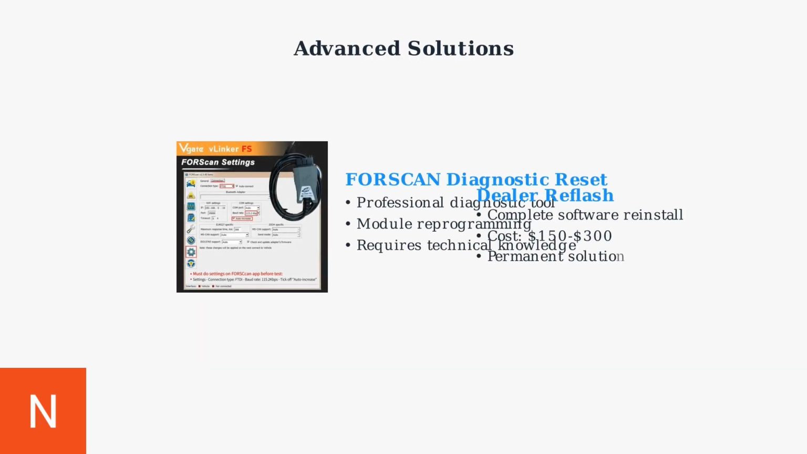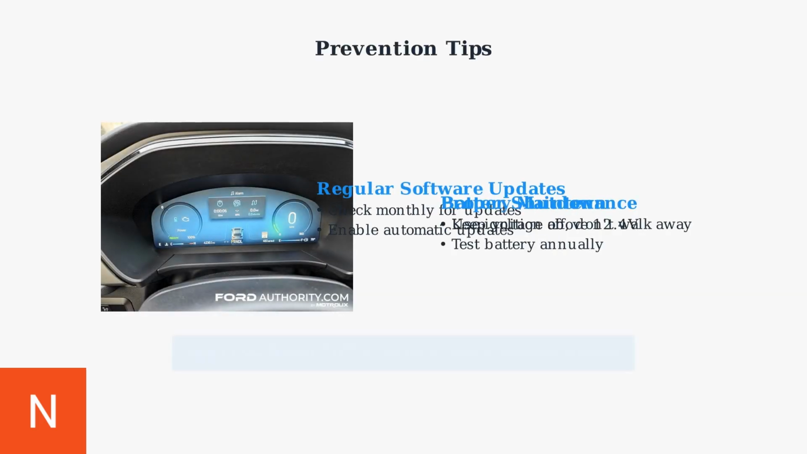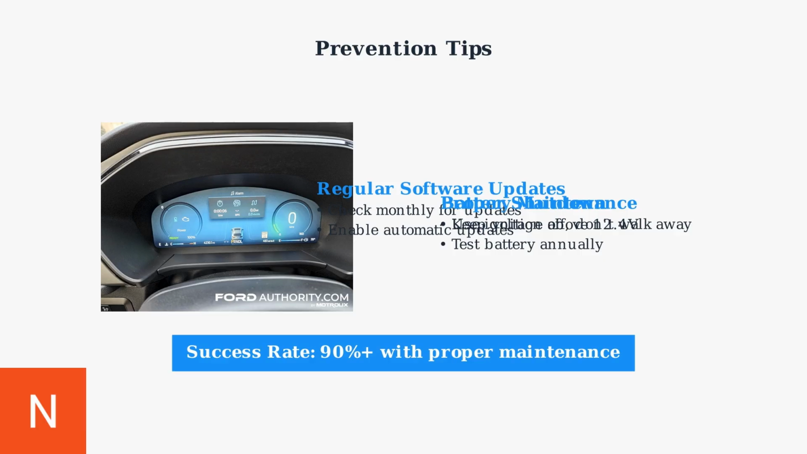If basic resets fail, advanced solutions include ForScan diagnostic tools or dealer reflashing. These require technical expertise or professional service, typically costing between $150 and $300. To prevent future black screen issues, keep your Sync software updated, always use proper shutdown procedures, and maintain your 12-volt battery health above 12.4 volts.